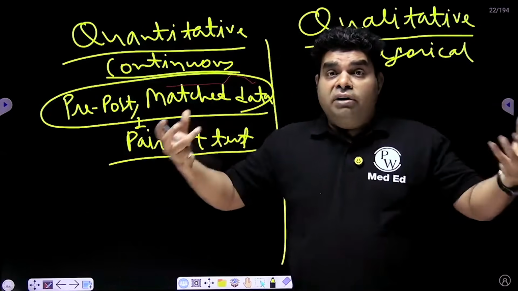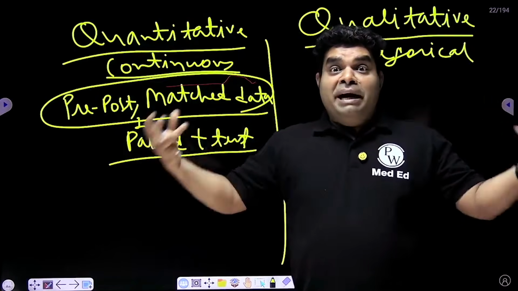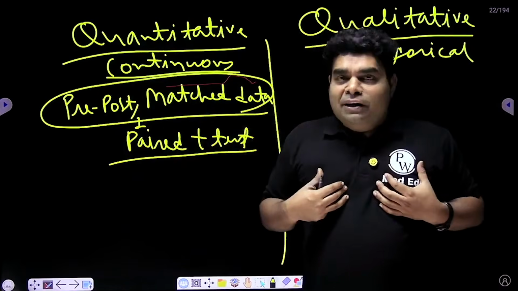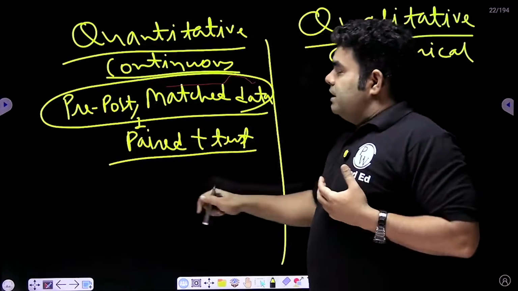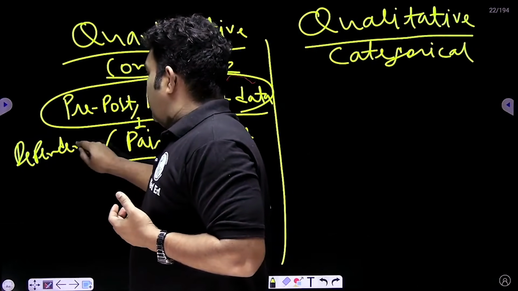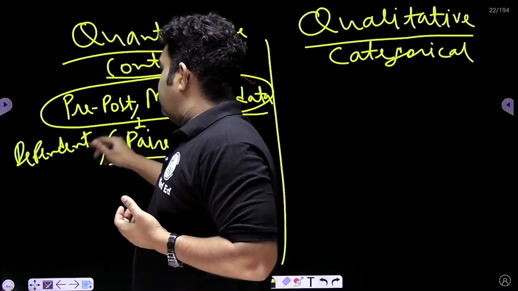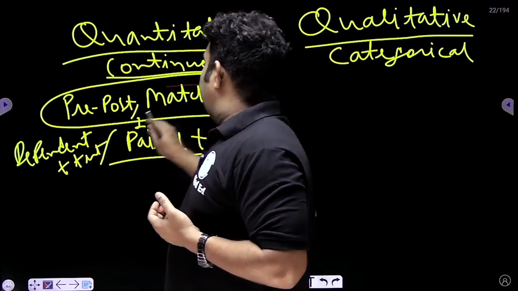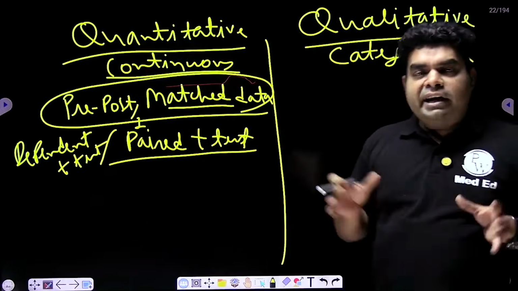So this before and after are paired, dependent on the same person. That's why we call it paired t-test, or dependent t-test. And what do you mean by dependent t-test? What do you mean by matched data? Matched data means you are giving it in two groups.